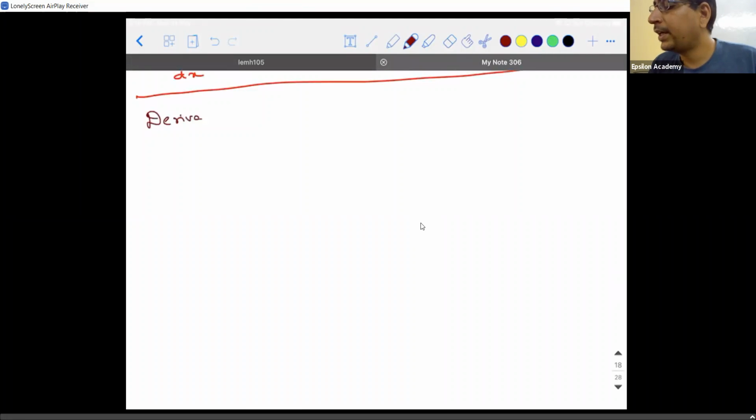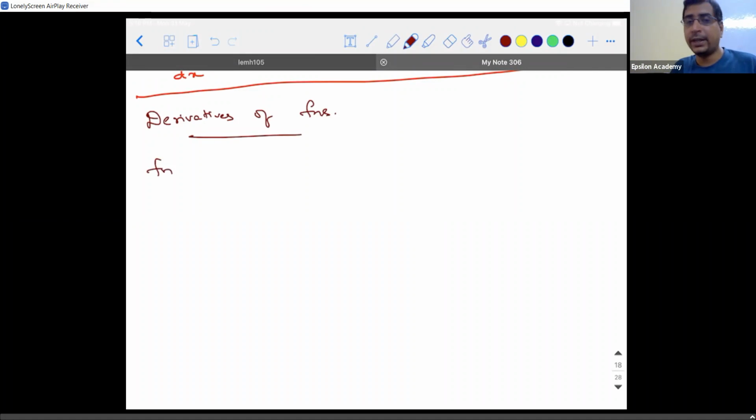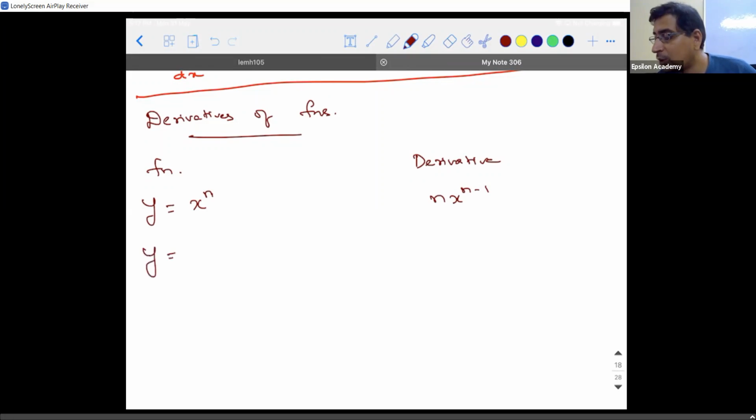So the heading is derivatives of functions. I'll have a table where I write the function here, and here I write its derivative. If I take the function y is equal to x power n, what is the derivative of this term? n into x power n minus 1. y is equal to constant: its derivative is 0.